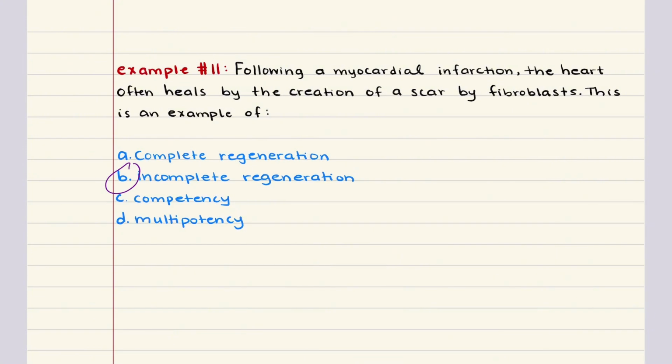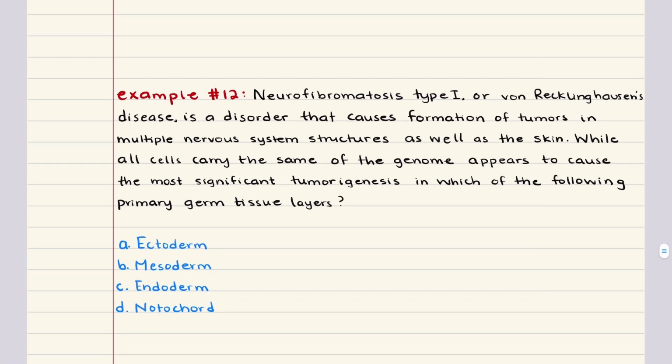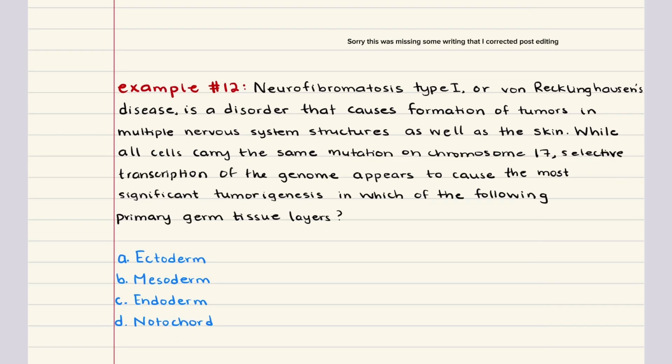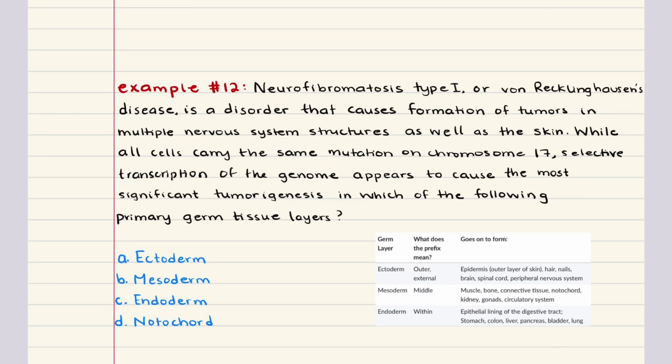So again, 11 is B. Problem 12 says, neurofibromatosis type 1 is a disorder that causes formation of tumors in multiple nervous system structures as well as the skin. While all cells carry the same mutation on chromosome 17, selective transcription of the genome appears to cause the most significant tumorigenesis in which of the following primary germ tissue layers.